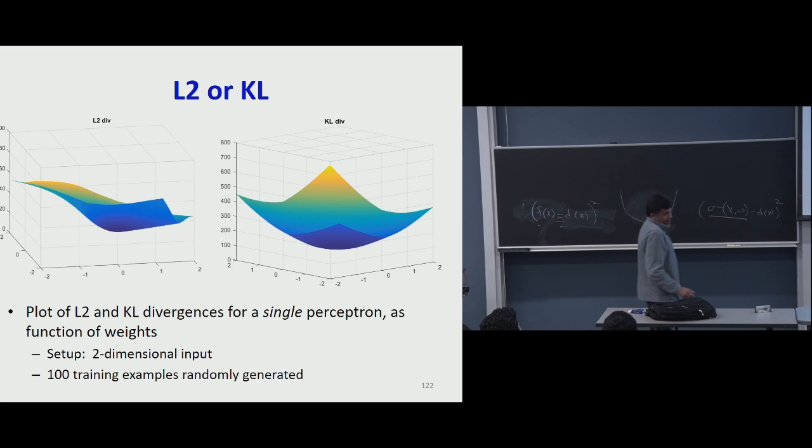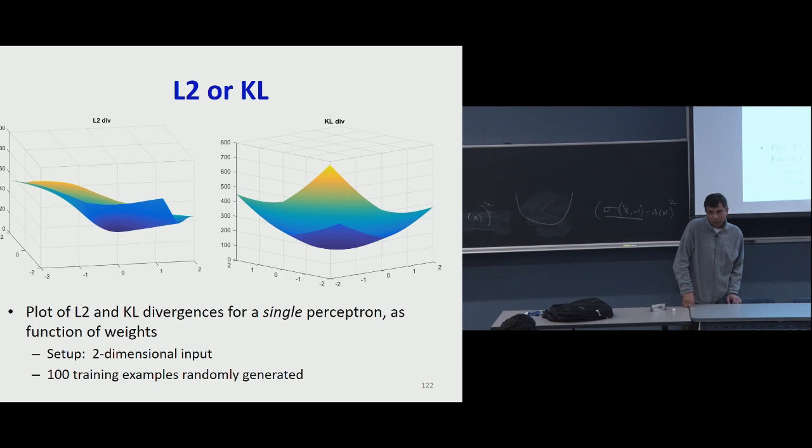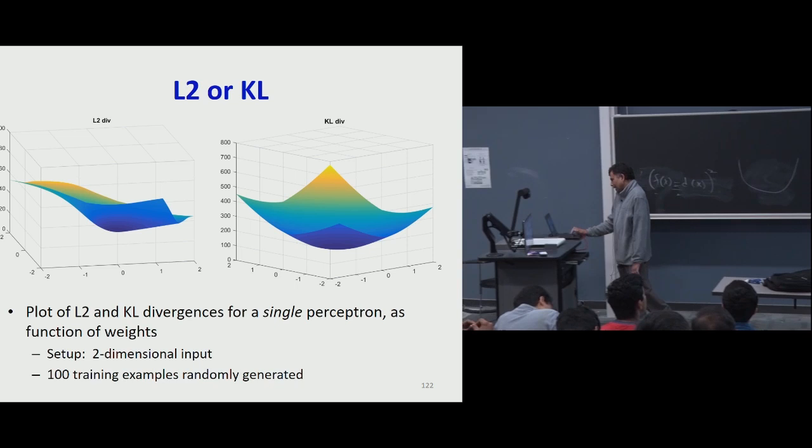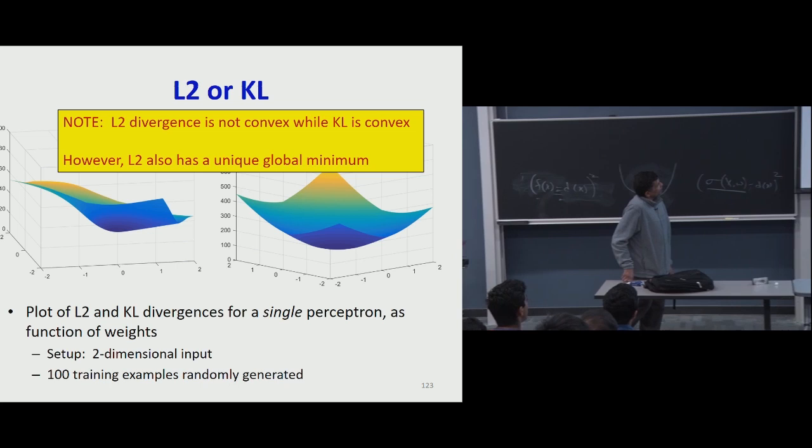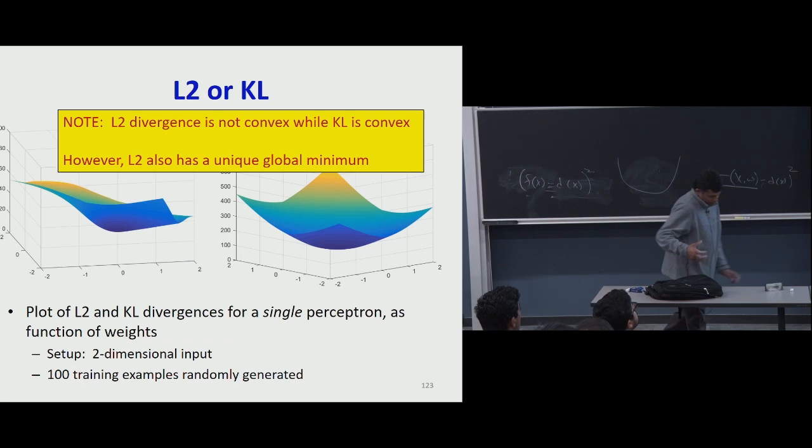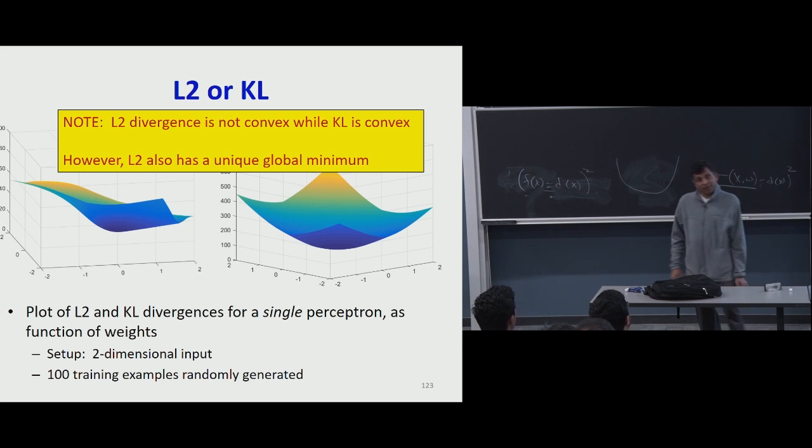And so in answer to the question that I got a long time ago, why KL and not L2 in these cases, here is the answer. If you're looking at a classification problem where you are trying to find loss functions that are convex in your parameters, it turns out KL is actually convex and L2 is not.